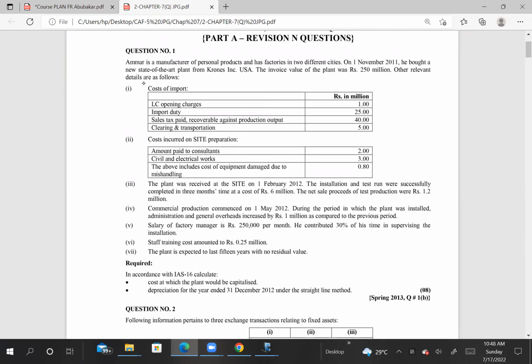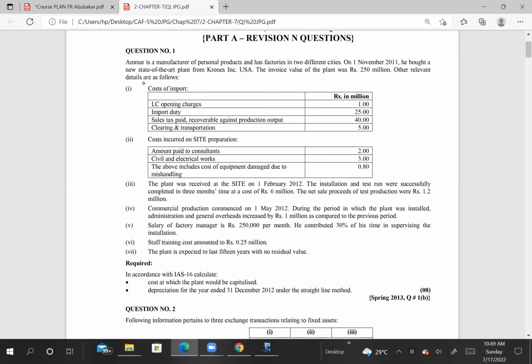LC opening charge, the letter of credit, is 1 million. Letter of credit means that without a letter of credit, we cannot import anything. That is a necessary expenditure to bring the asset into intended use. Import duties, sales tax recoverable against the production output, clearing and transportation, then cost incurred on site: consultant fee 2 million, civil and electrical work 3 million, and the above includes the cost of equipment damage due to mishandling, which is 0.8 million. The plant was received on site on 1st Feb 2012.